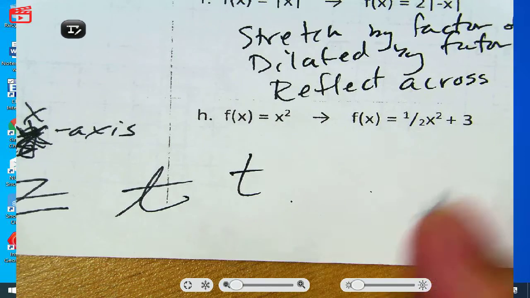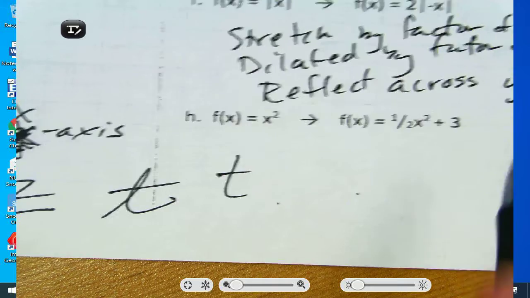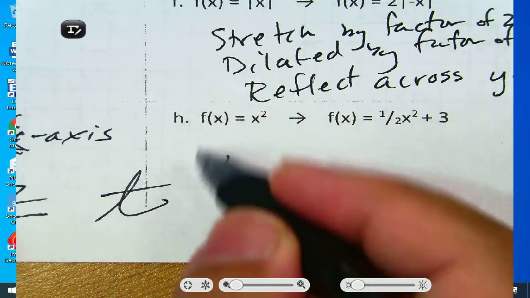Okay, moving on. There's more than one example left. Alright. H.